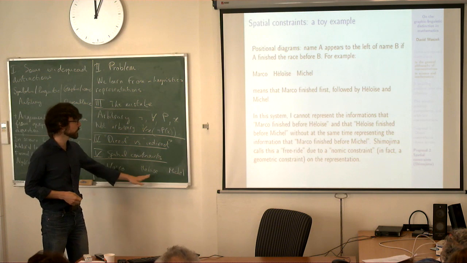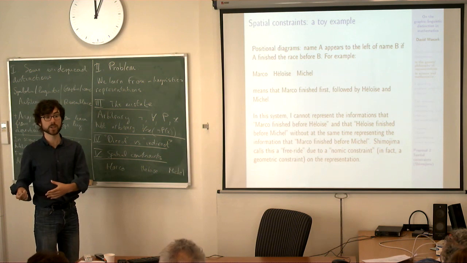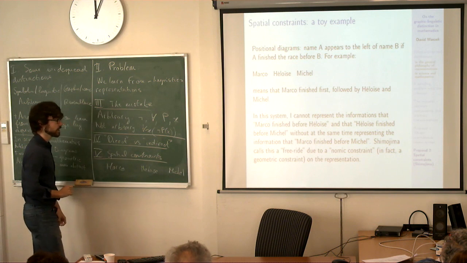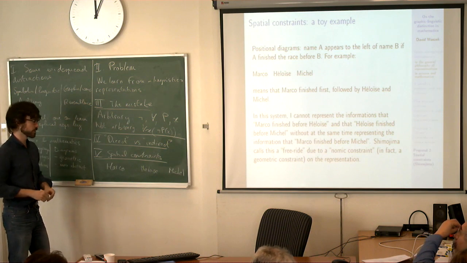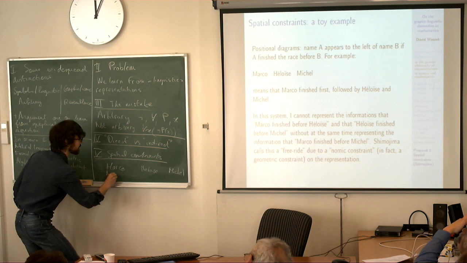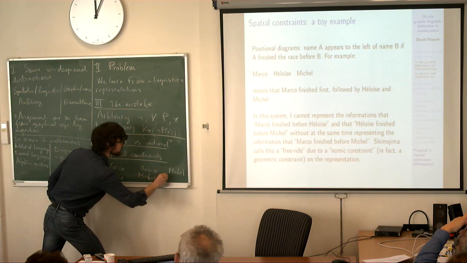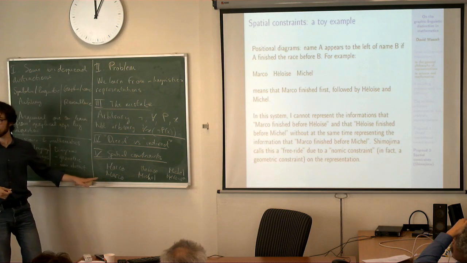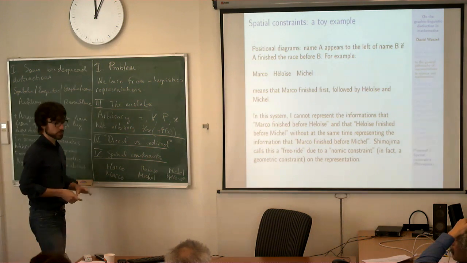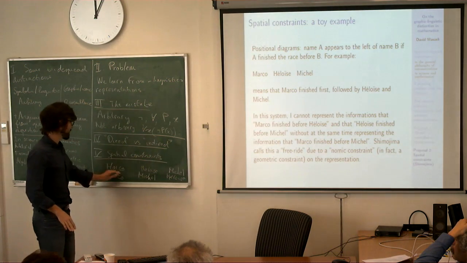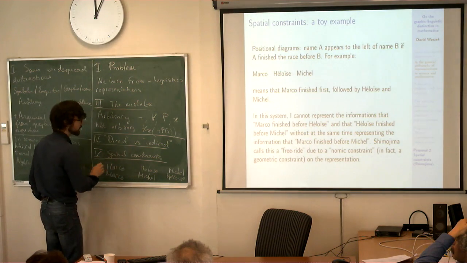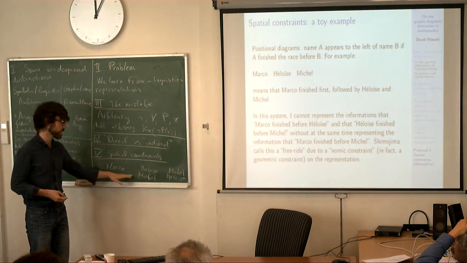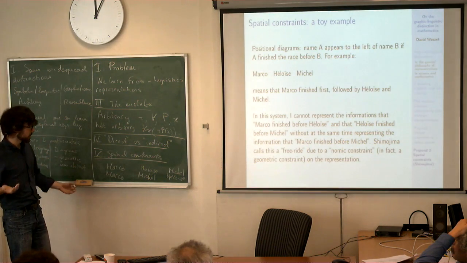And actually, this property is also linked to others. For instance, there is some information that you cannot represent without presupposing some further information. If I just say that Marco finished before Elise and that Marco finished before Michel, you can't represent this information because you don't know what the relation between Elise and Michel is, so you don't know whether you should write this or that. So the fact that you have constraints also forces you to decide something, potentially, depending on what the initial information is. So his idea is that a representation should be called graphic or spatial if it exploits such nomic constraints, which in this case are clearly geometric or topological ones.